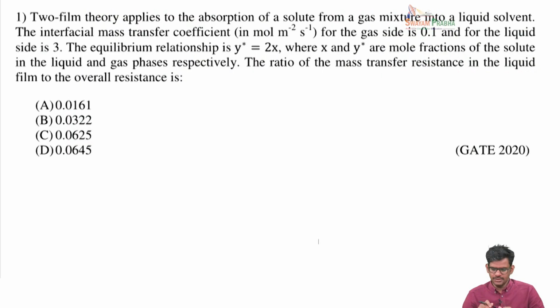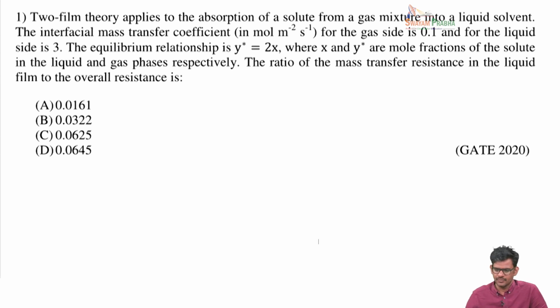So the problems in the problem sheets are actually curated in such a way that it aids our understanding of the concepts we discussed, okay, while doing problem solving. So this is a particular question asked in GATE 2020, okay, not long ago. It basically asks about the resistance for mass transfer in liquid phase versus its overall resistance, okay.